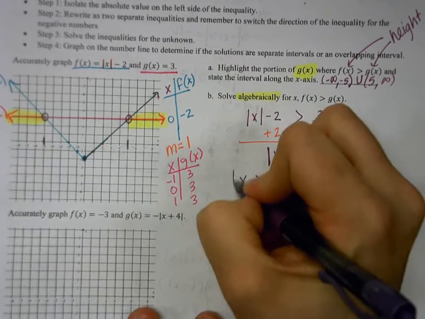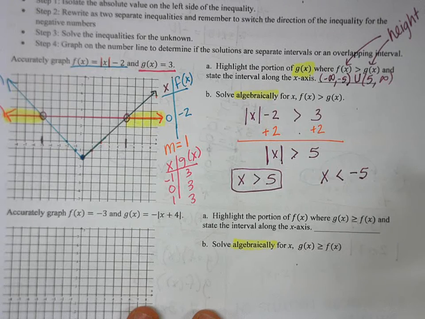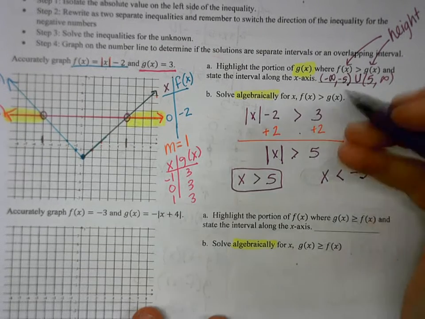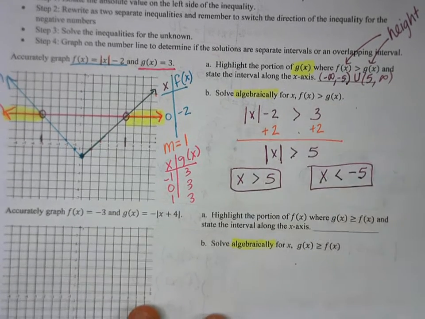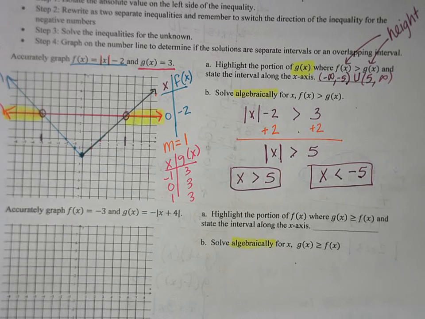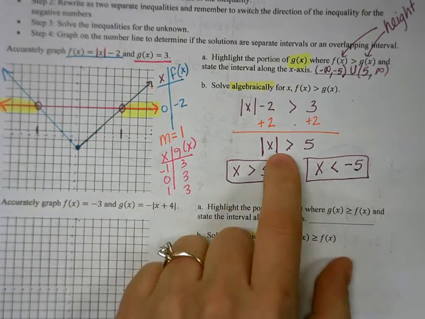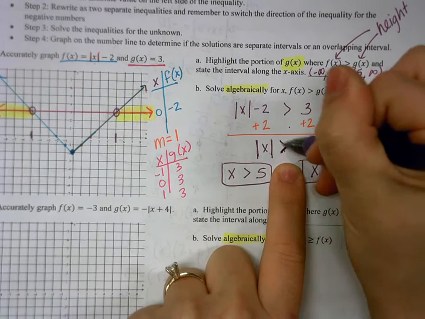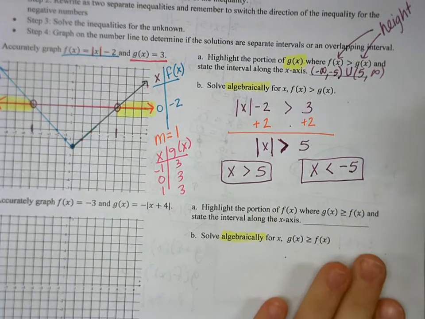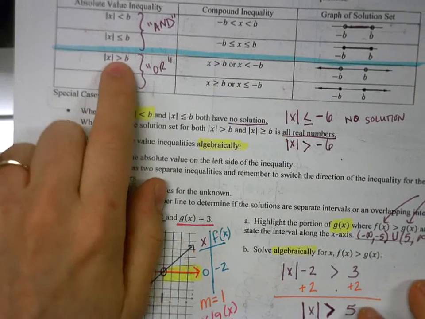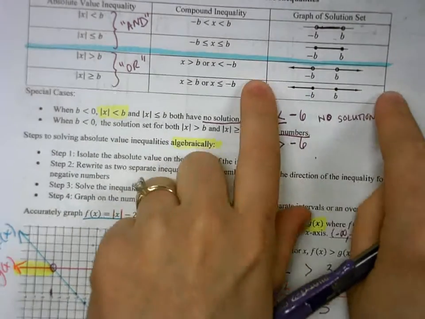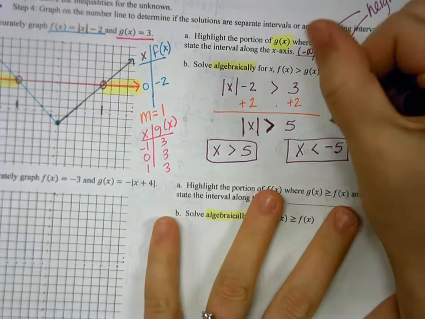So my two answers here are x is greater than 5 and x is less than negative 5. I should have analyzed whether this was an and problem or an or problem before I split anything up. So it's a greater than symbol. Does that make it an and problem or an or problem? Up at the top here, greater than means or, which means my solution set is going to be outside. So we have to split it up. So this is an or problem. That's when we split.